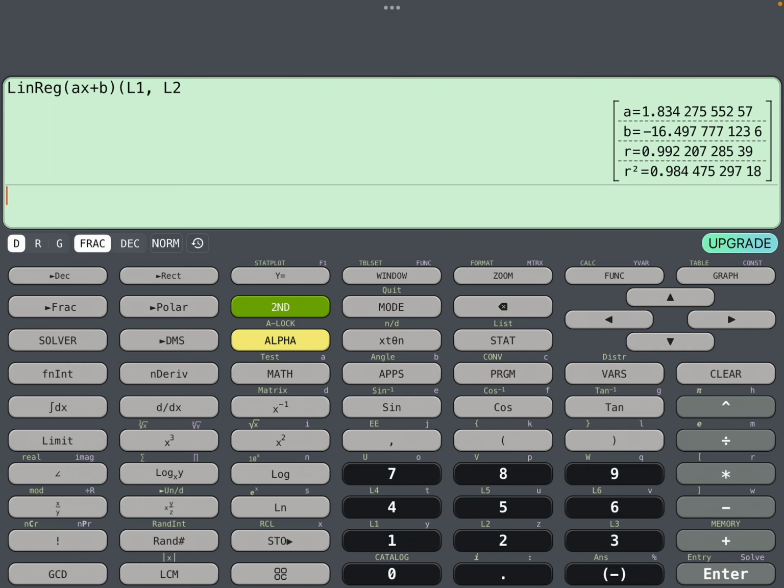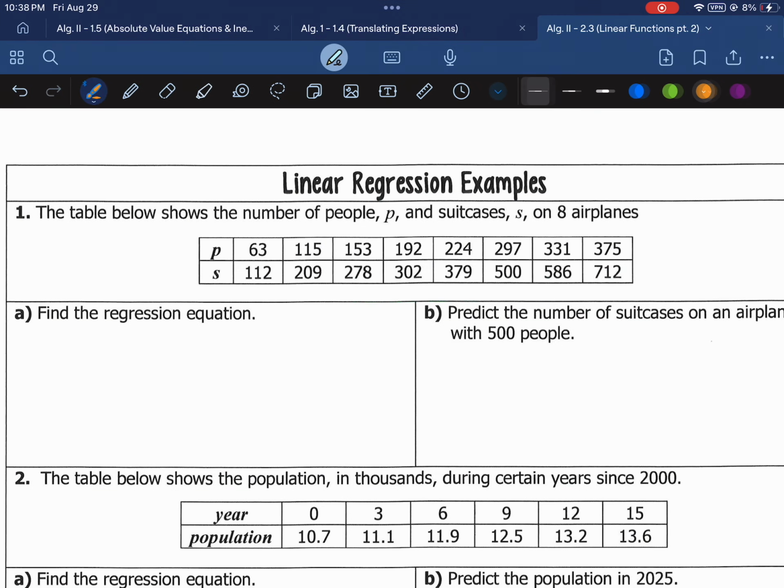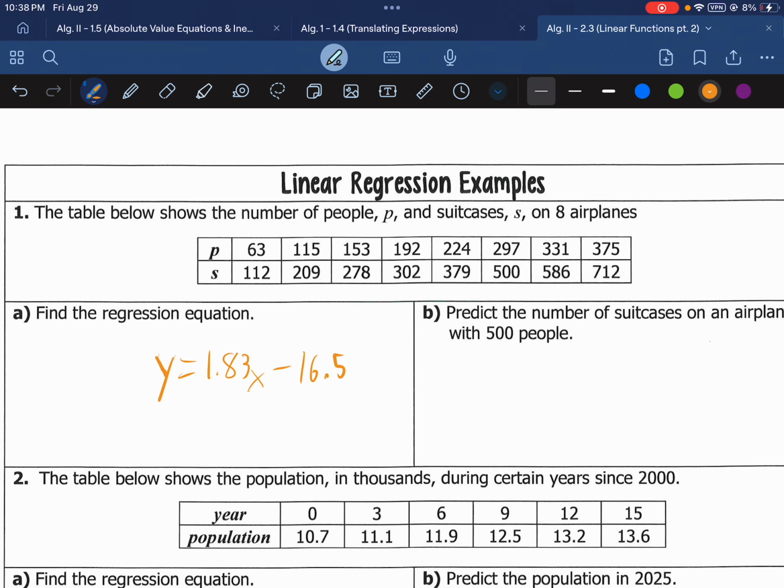So I'm going to round off the A and the B, because those are obnoxious decimals that I just don't need all of them. I'm going to round them to 2 decimal places. And as I round them to 2 decimal places, I get Y equals MX plus B, or AX plus B. 1.83x minus 16.50, the 9 on the 16.497 rounds up to 10, which would make the 9 round up to 50, or just 16.5. And so that would be our linear regression equation.